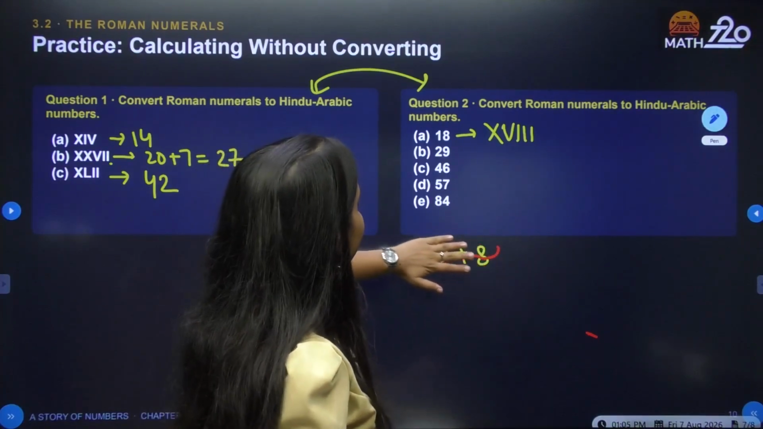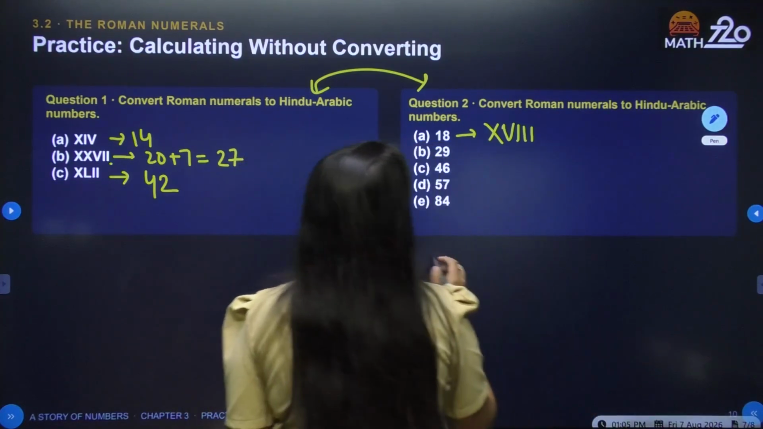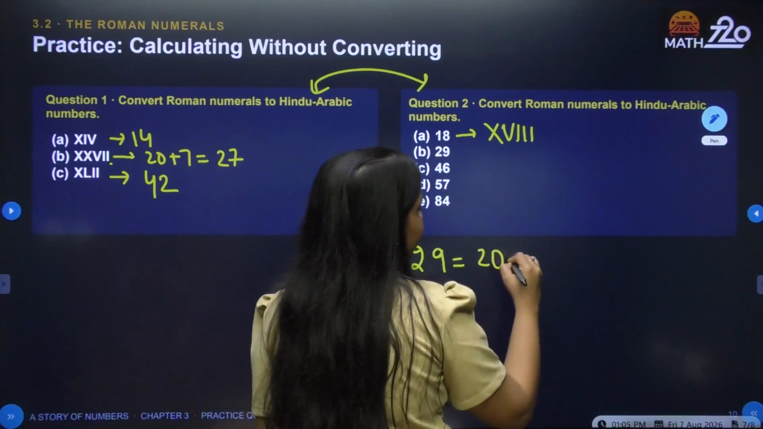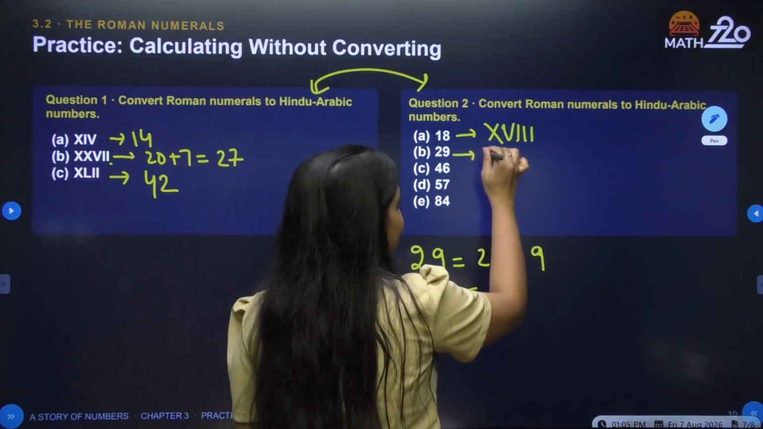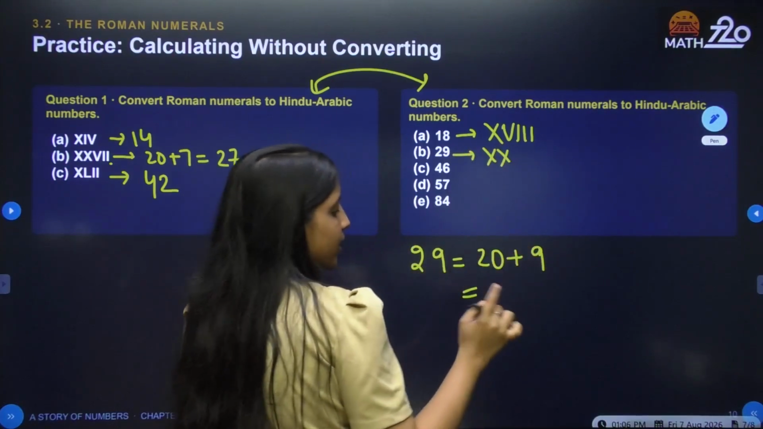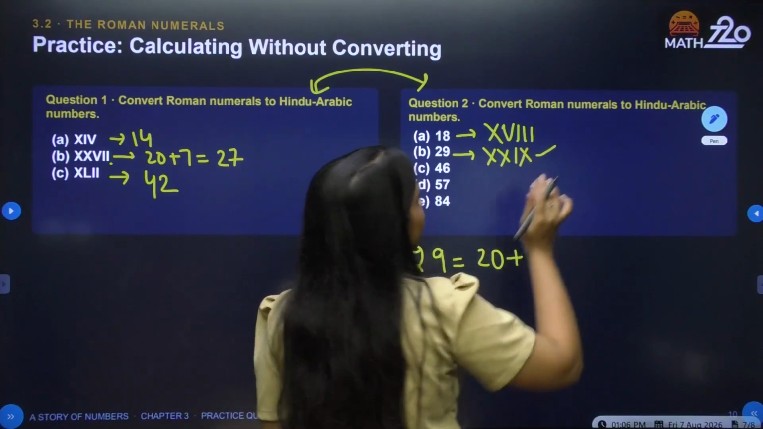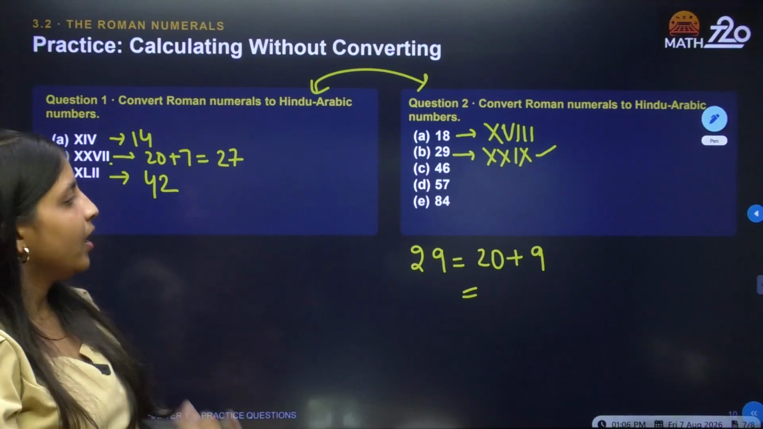Okay. Next we have 29. We can write it as 20 plus 9. 20 is 10 two times. 9 is this. So this is the Roman representation of 29.